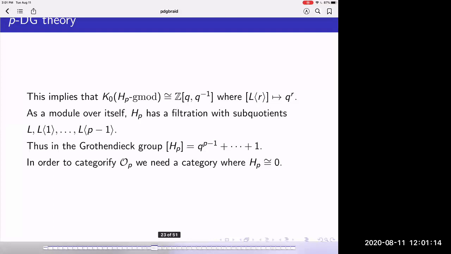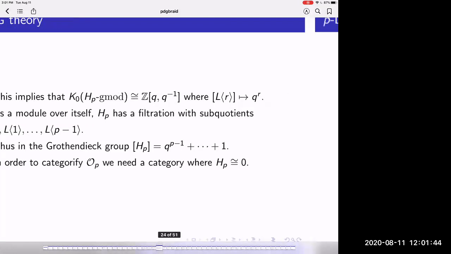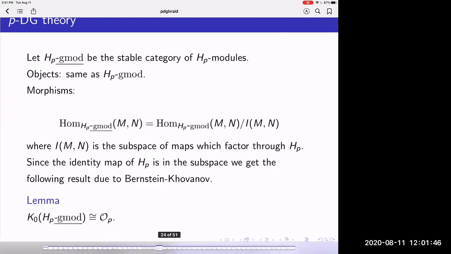But Khovanov's observation was that now let's look at the module H_p as a module over itself. It has a filtration with subquotients L shifted by 1, all the way up to L shifted by p minus 1. So that tells you that in the Grothendieck group, the class of the projective module is exactly this p-th cyclotomic polynomial. And so if you want to categorify this cyclotomic ring, you want to kill this projective module. So you want a category where H_p is actually isomorphic to 0. And that leads us to this stable category.